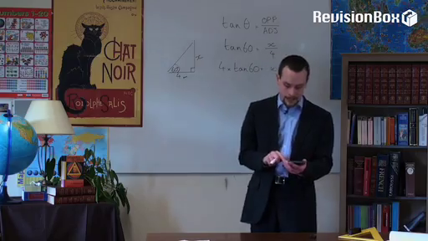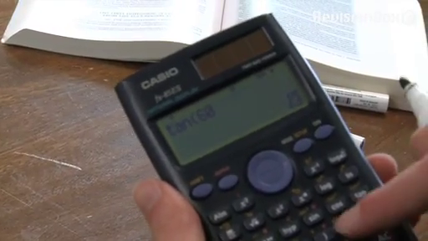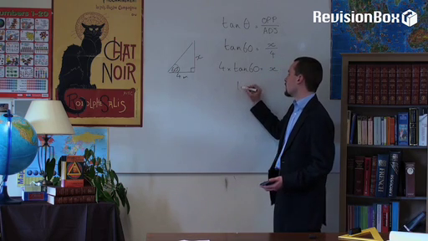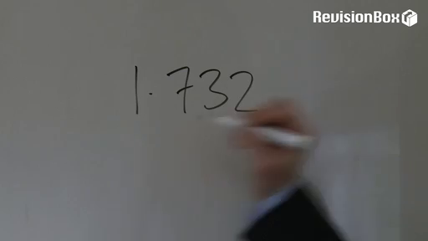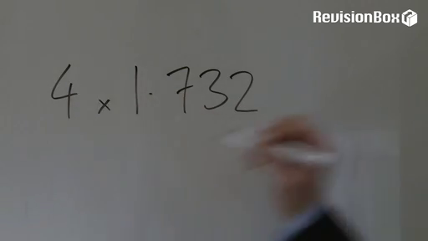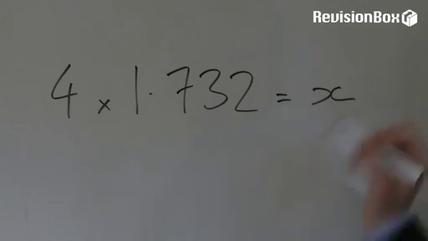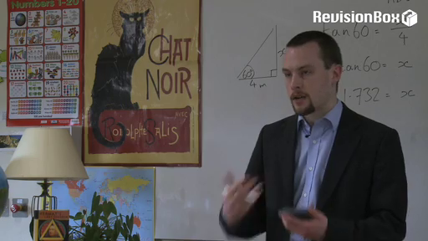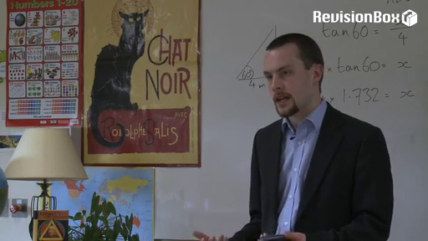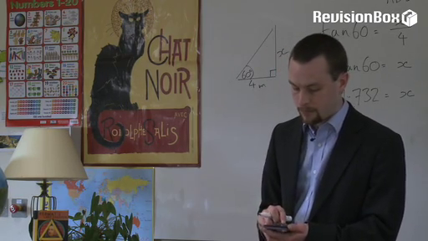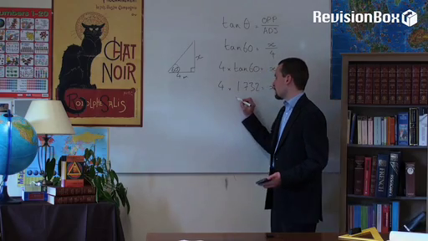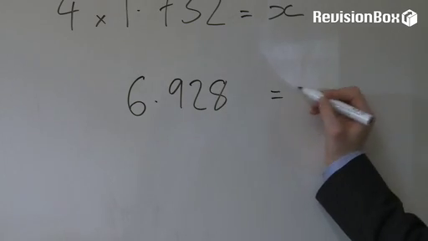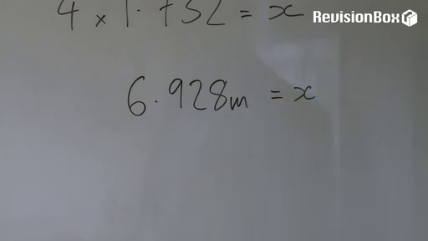Now we can type tan 60 into our calculator, and that will give us approximately 1.732. So we have 4 times 1.732 is equal to x. Now, leave that 1.732 in your calculator so that we don't end up with any rounding errors, and multiply it by 4. And that will give you 6.928, which will be the height of our tree in meters.